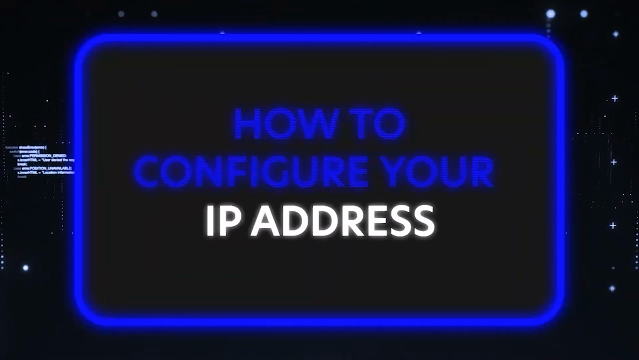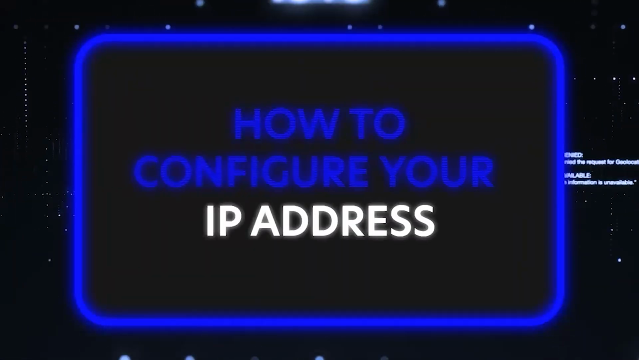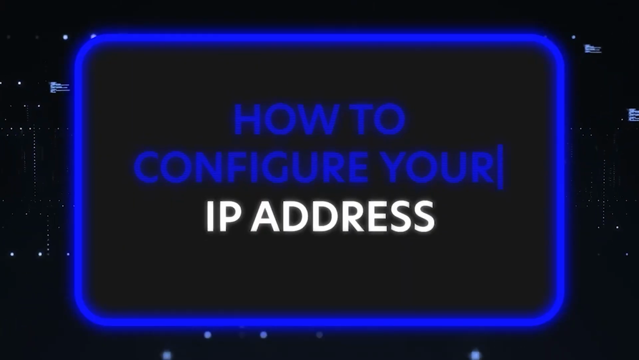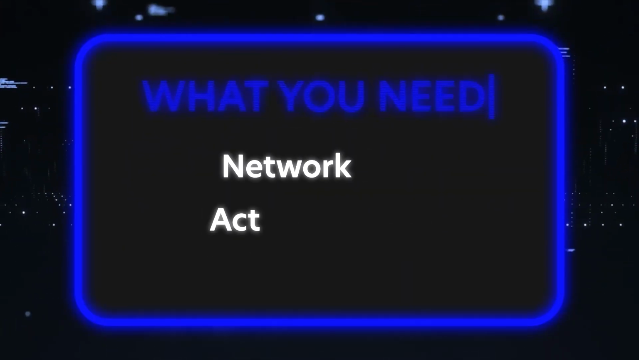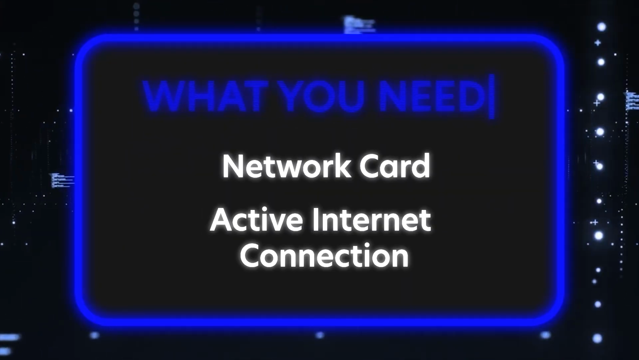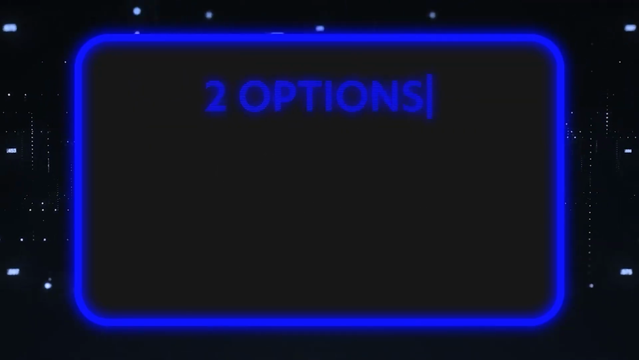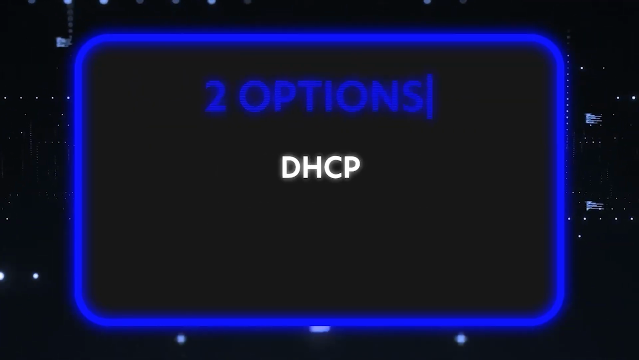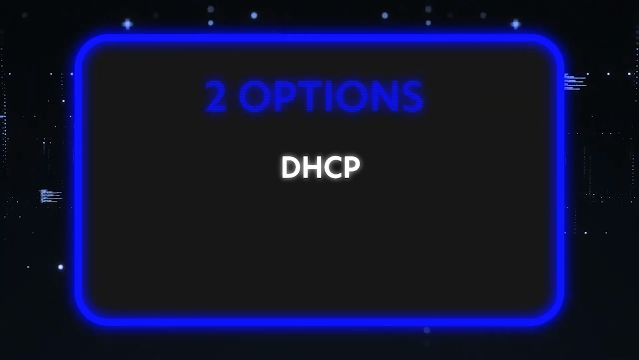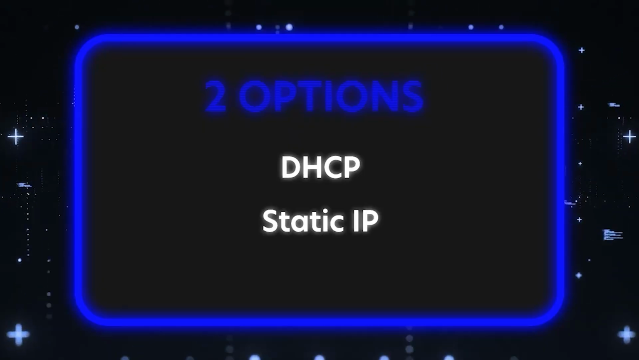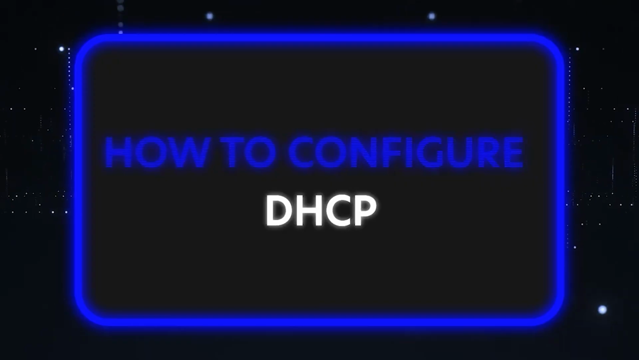All right, we're going to show you how to configure the network settings for your 15th gen Dell server. We will need a network card and an active network connection. And we have two options for setting an IP address: DHCP, which is automatically going to pull your IP address, and static IP, which we will have to set manually. All right, let's start with DHCP.